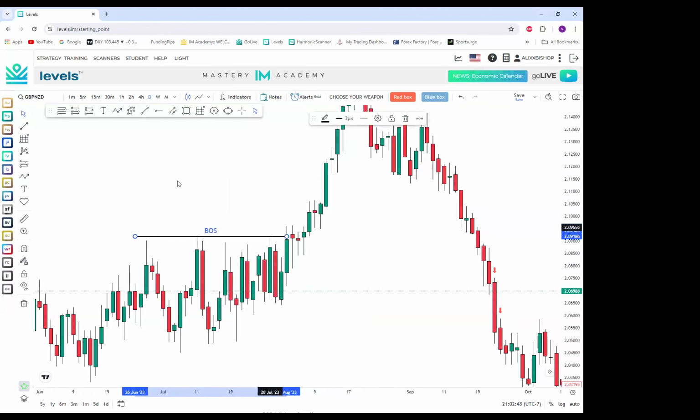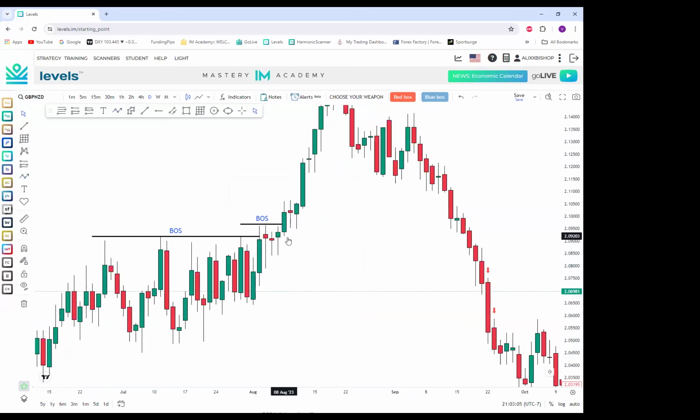So boom. But notice how we get one right here too, guys. Back to back. Again, this is a pullback. From here to here is a pullback. But so is this. A small one. Higher high, higher low. We break out. So notice, guys, we break out and close above.